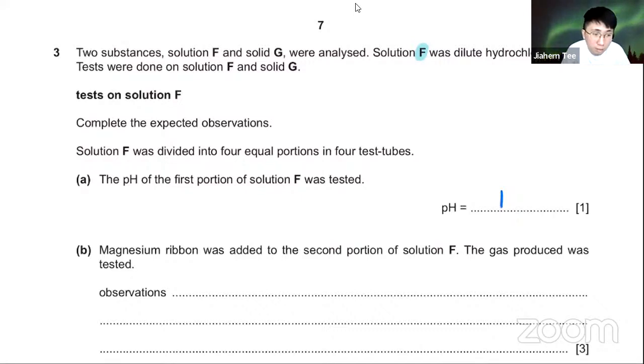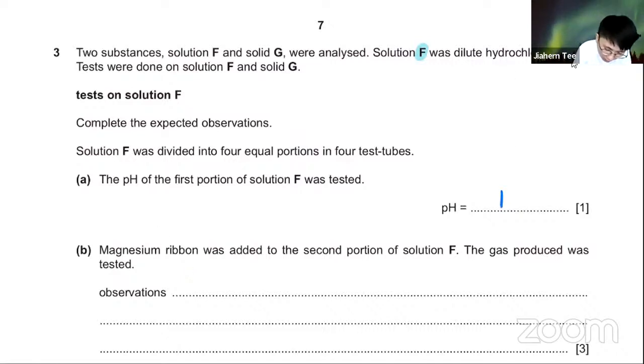Then magnesium ribbon was added to the second portion of solution F. The gas was produced and tested. So what happened, guys? What is the gas that you think will actually be released? Because they want an observation, right? So first, you can think about the gas. You have to brainstorm what gas is produced if you put magnesium ribbon into something like hydrochloric acid.